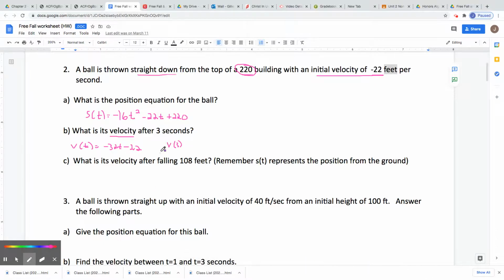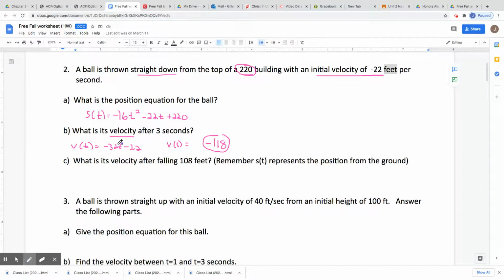All right, so we're going to plug 3 into that t. So when we do that in the calculator, it should be negative 32 times 3 minus 22. And that answer is negative 118 feet per second. That's the velocity. We would just plug 3 in for the t.